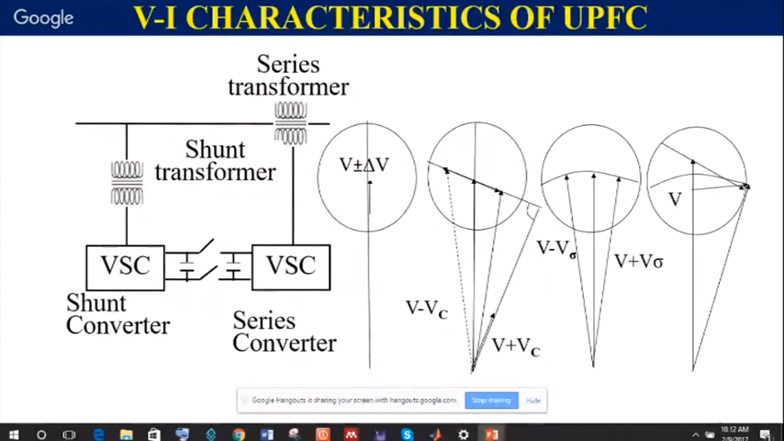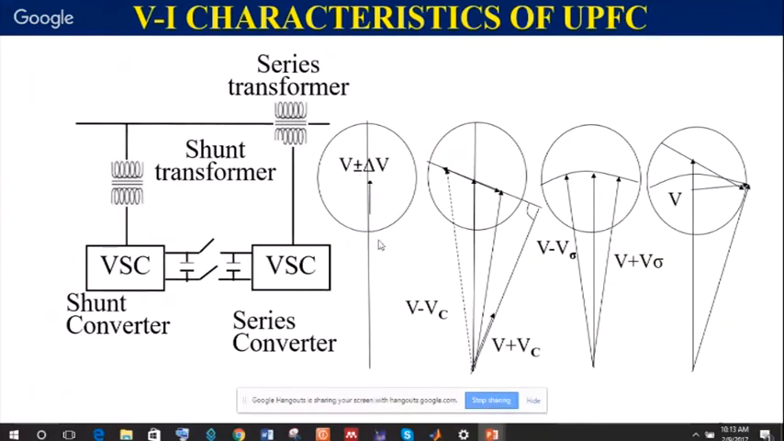See, whatever we have discussed is shown in this phasor diagram. Again, I have shown the diagram for UPFC, that is having a series transformer to which a voltage source converter is connected. This will inject voltage in series with the line. This is the shunt converter, which is connected to the line through the shunt transformer. This will control the voltage across the buses.